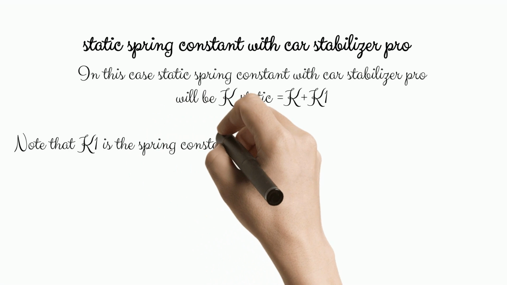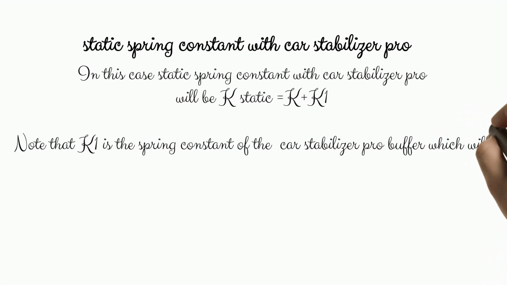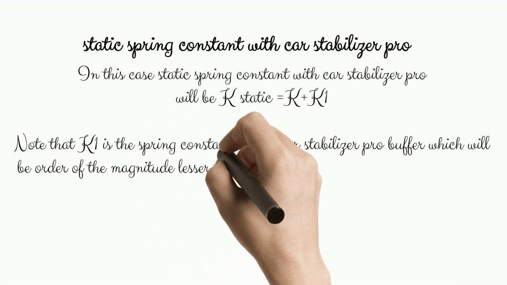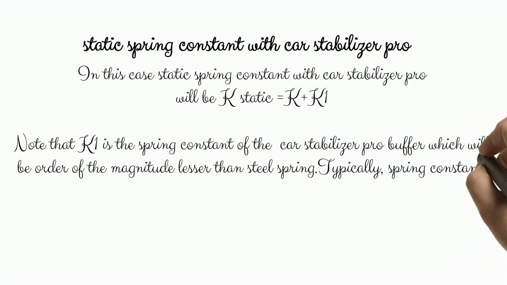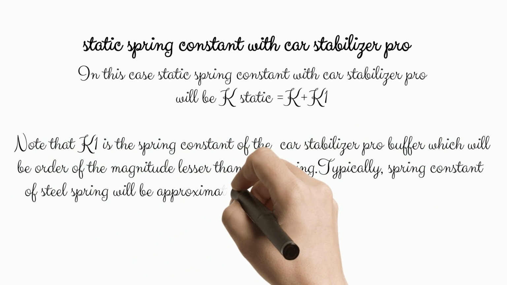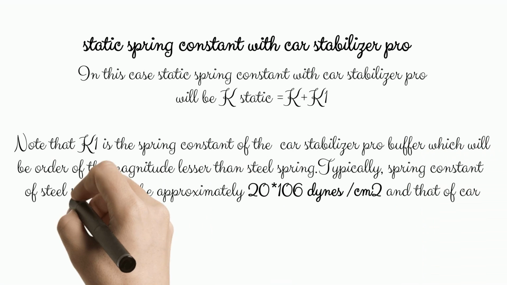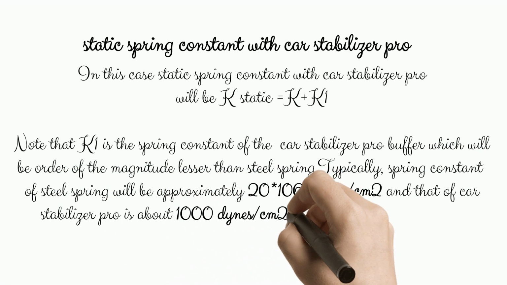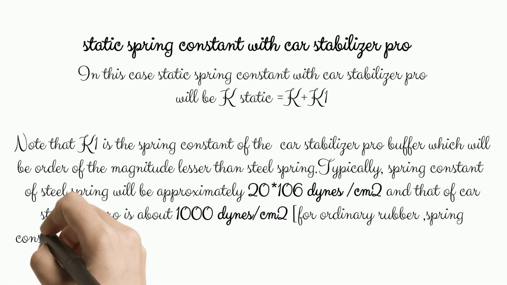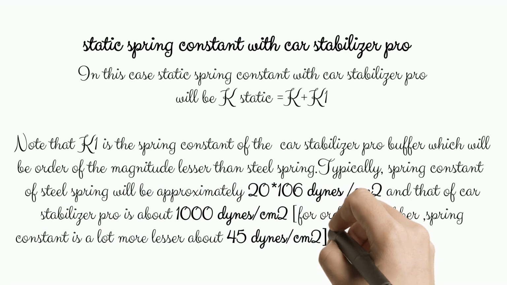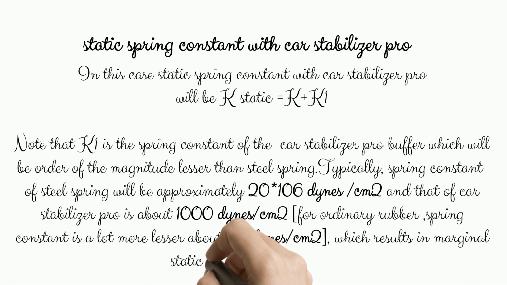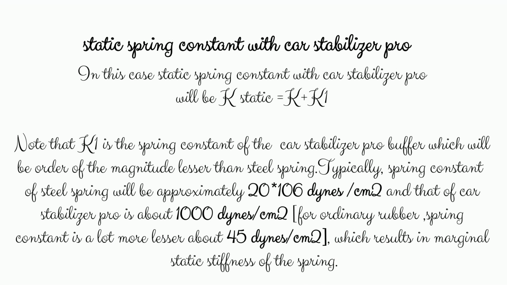Note that K1 is the spring constant of the CarStabilizerPro buffer, which will be the order of magnitude lesser than steel spring. Typically, the spring constant of steel spring will be approximately 20*10^6 dynes per square centimeter, and that of CarStabilizerPro is about 1000 dynes/cm2. For ordinary rubber, the spring constant is a lot lesser, about 45 dynes/cm2, which results in marginal static stiffness of the spring.